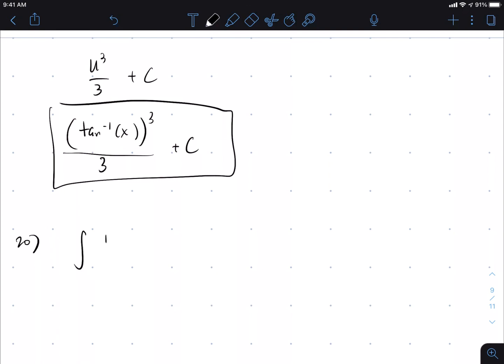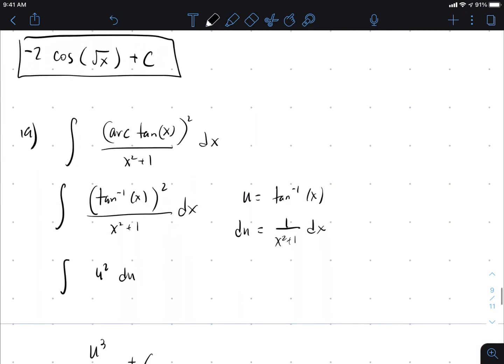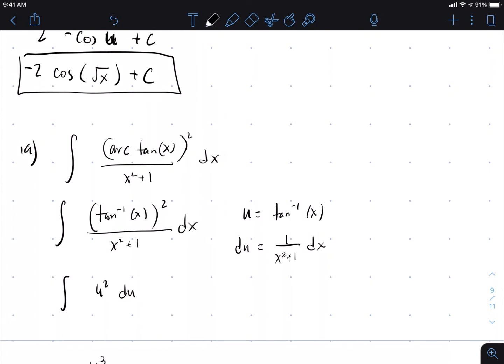Sometimes the problem isn't conducive to just keeping it one function. So the denominator here now, what does the denominator look like? What could be the derivative that would get us that denominator? It's 1 plus x squared, or from above, didn't that end up looking like the derivative of arctan? Yeah, x squared plus 1.